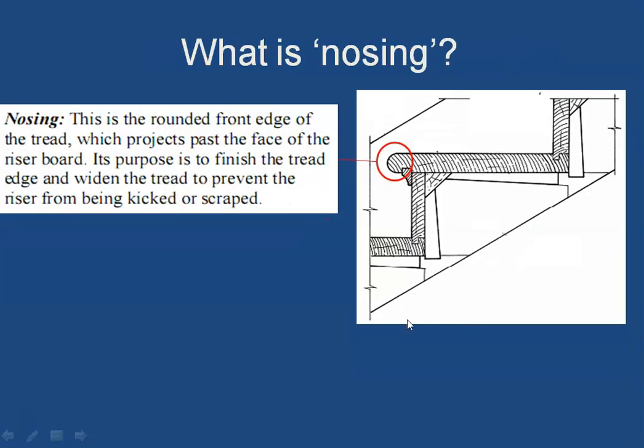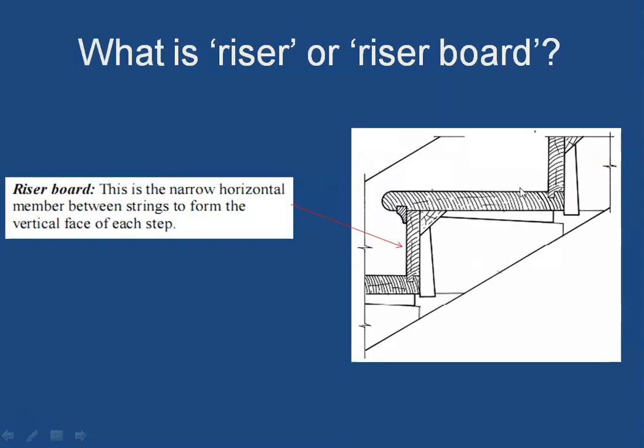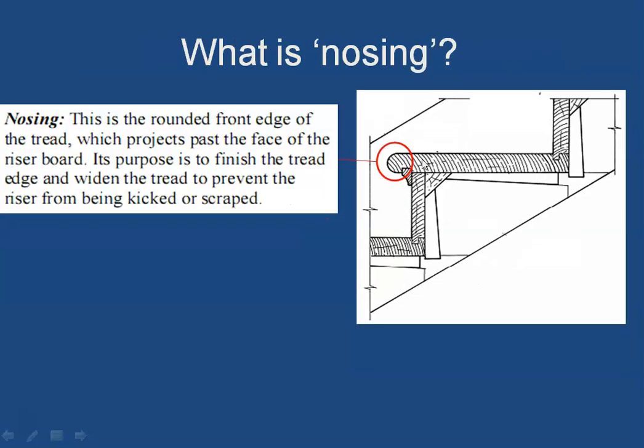Next is what is nosing. Now you will realize in the earlier sketch also that the tread is actually projecting outside the face of the riser. So in the same way here you can see that the tread is projecting outside the face of the riser. Now this is done for two important things. One is that it increases the distance on which we keep our foot, so we get sufficient space for putting our foot. So this could be 250 or 300 depending upon what type of building it is designed for. So that is one reason that the nosing is provided.